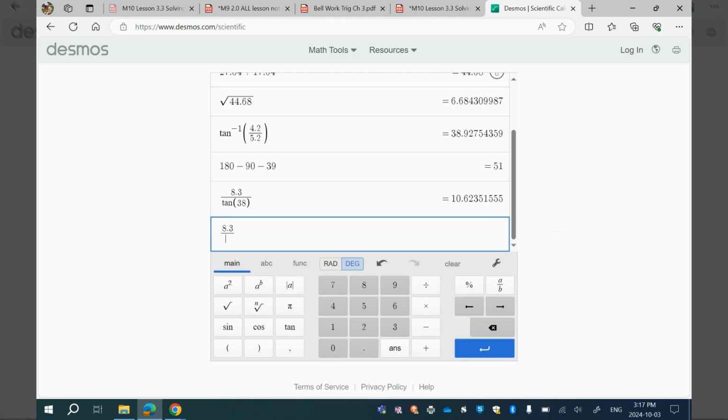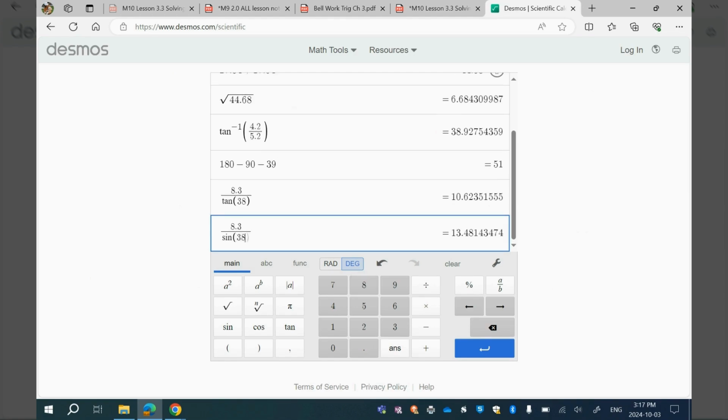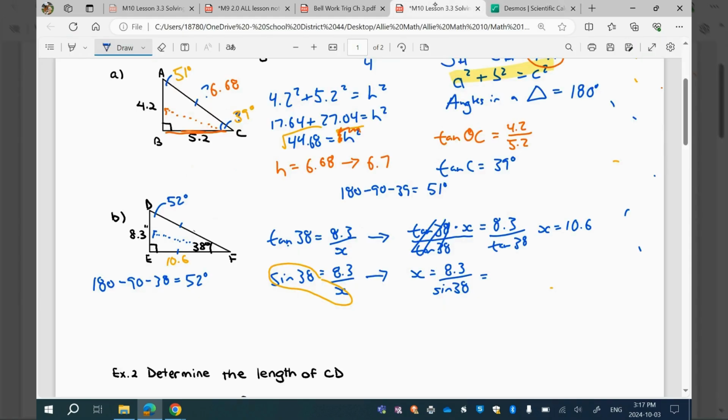8.3 divided by sine 38 is 13.48, let's call it 13.5. X equals 13.5. And there you have it. We should ask ourselves, does this make sense? Yeah, I would say this makes sense. It's bigger than 8.3 and 10.6. It's not drastically bigger. I would say that makes sense.